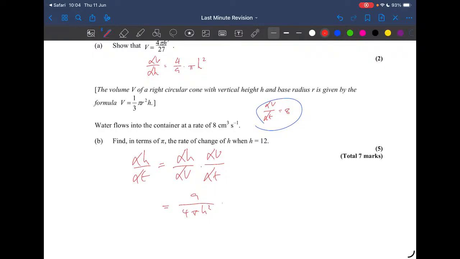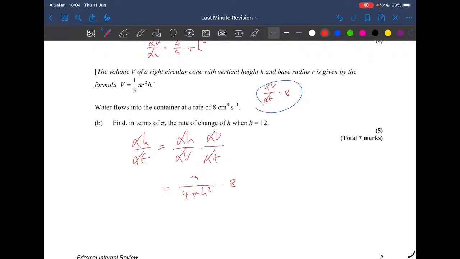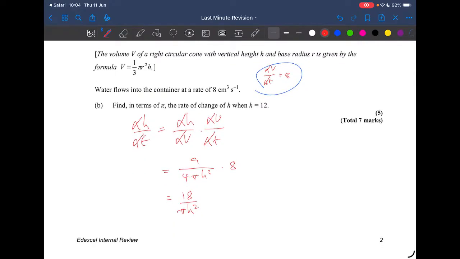And the dV/dt, that was just 8. So altogether, 8 over 4 is 2, so 9 times 2, 18. 18 on pi h squared. Plug in the value of 12, we're going to have dh/dt evaluated when h is 12. 18 over 12 squared is 1/8. So it's 1 over 8 pi. Looks good to me.